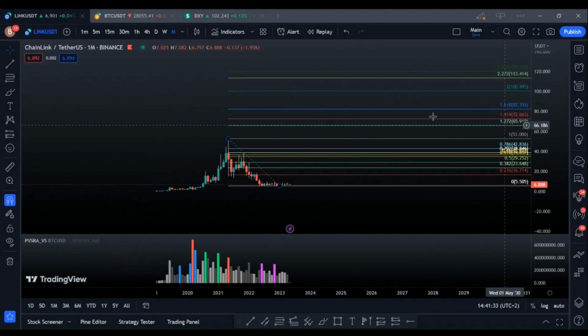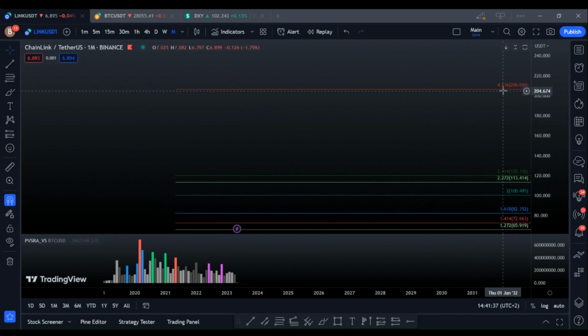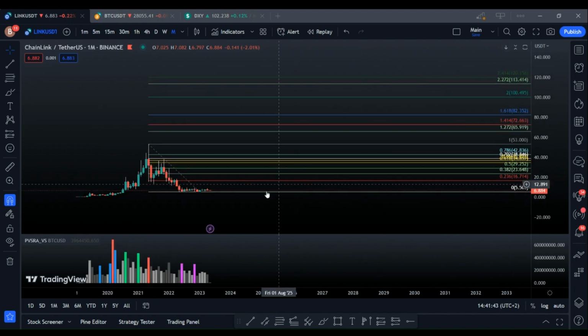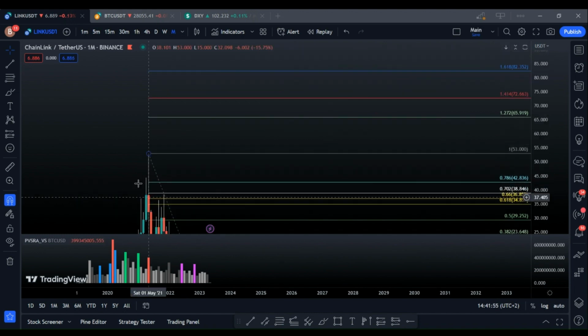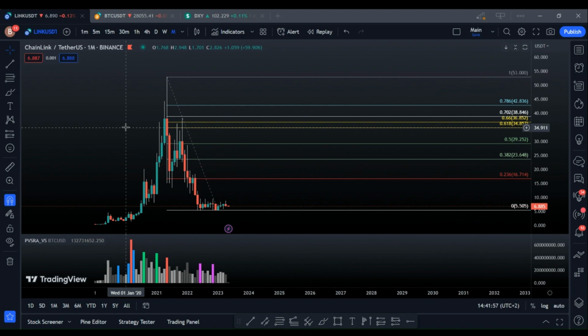And basically our minimum target for the next bull run is the 4.236 Fibonacci region, which is about $200, which is, from the current price point of about $7 roughly, a huge gain and basically an amazing ROI. But how will the price actually look for Chainlink in the upcoming future?